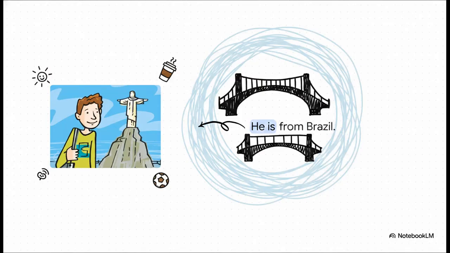Let's see this bridge in action, shall we? Take our first traveler. Notice how we use our bridge, the word is, to connect him directly to his home location. He is from Brazil. It's that simple. The bridge safely and directly links the traveler, he, with his country.